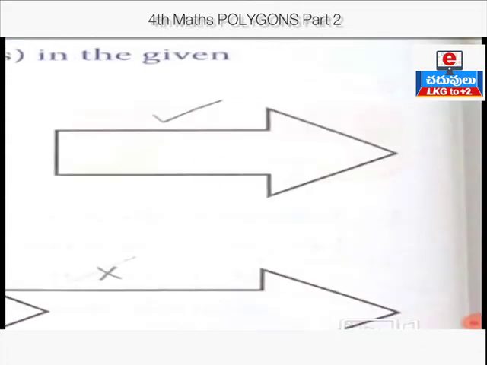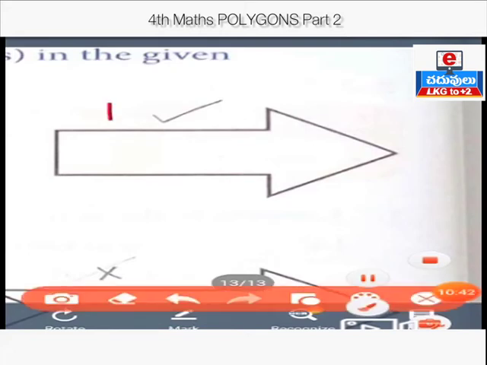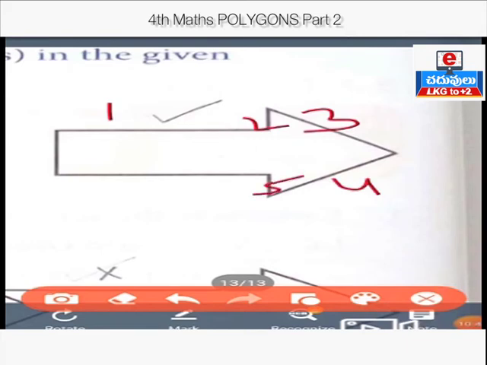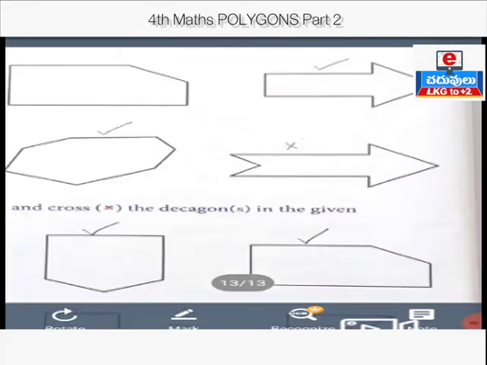Okay. Coming to the last one, the arrow mark is there. We count it. 1, this is 2, 3, 4, 5, 6, 7. 7-sided, the heptagon, we can tick it. The given condition, 7, is tick it. An 8-sided octagon you can cross out. Okay. This is 7-sided, so you can tick this diagram.